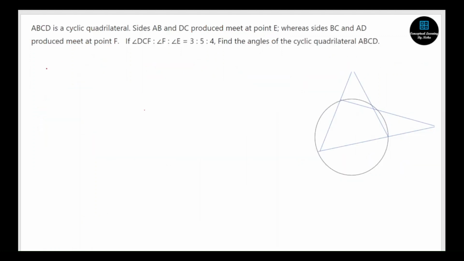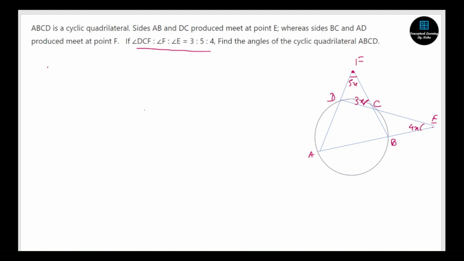Now here in this question, ABCD is a cyclic quadrilateral. So A, B, C and D. Now AB and DC are produced to meet at point E, and here these are meeting at point F. We are given the ratio of three angles. Angle DCF is 3, so I'll take this as 3x. Angle F is 5, so I'll take this as 5x. And E is 4, so I'll take this as 4x.